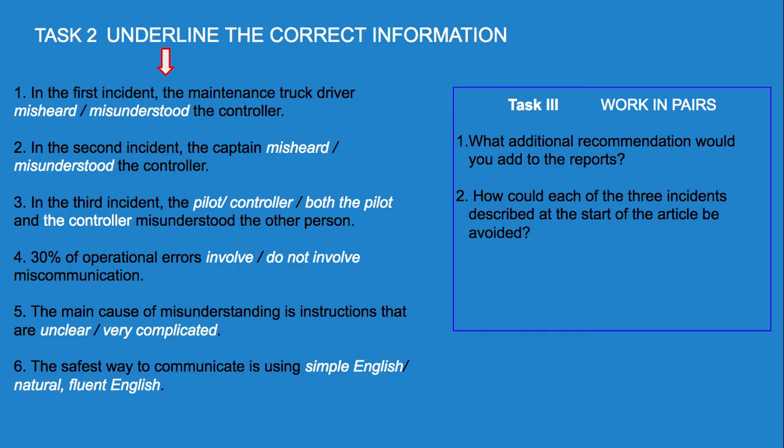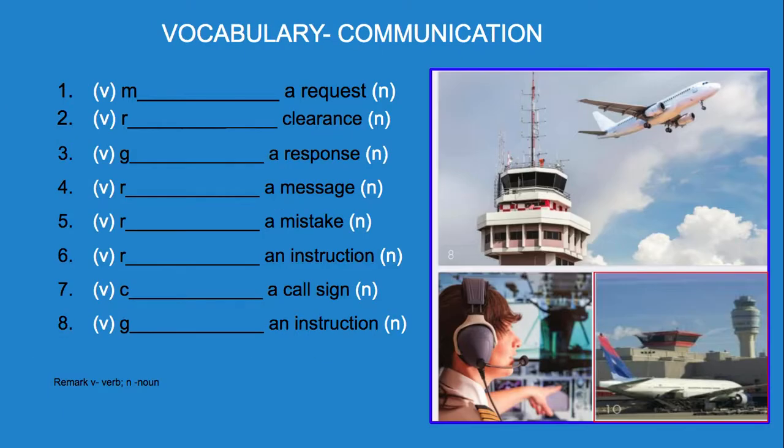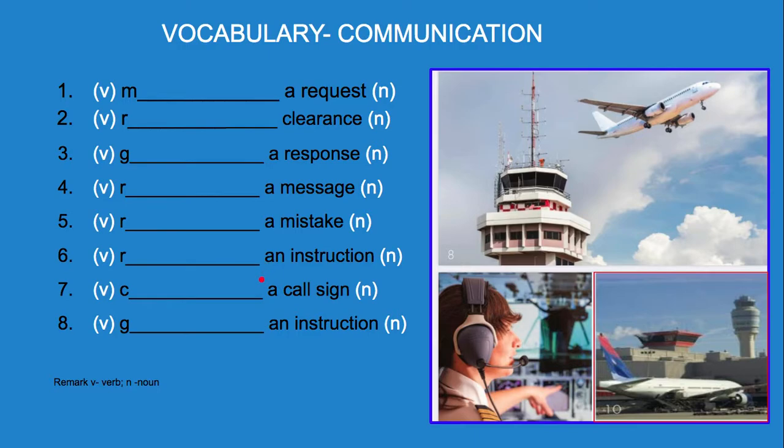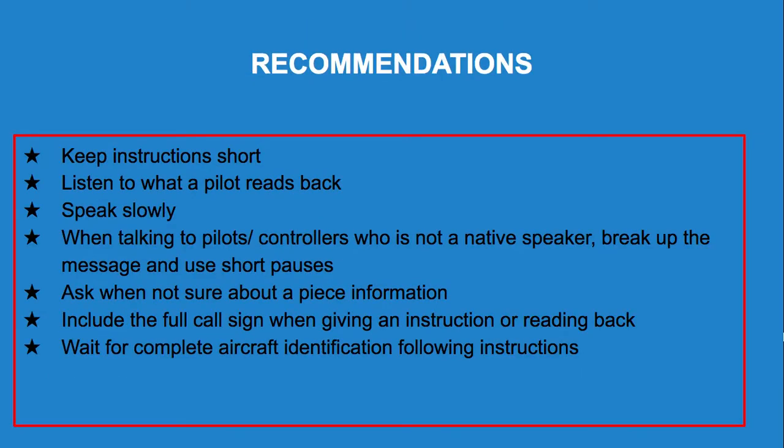Okay, next task is pair work. Okay, let's move on. It is a vocabulary task. There are 8 collocations, and the second part is known. You have to find out the first part of the collocations from the article. Okay, next are recommendations for you concerning the first part.